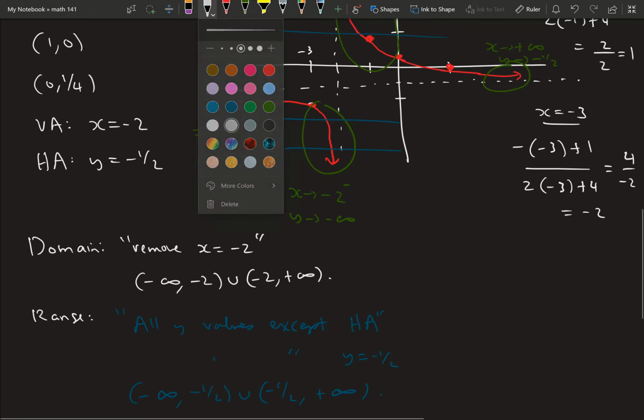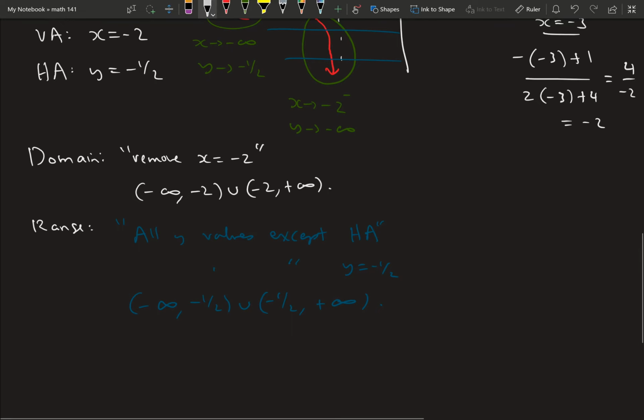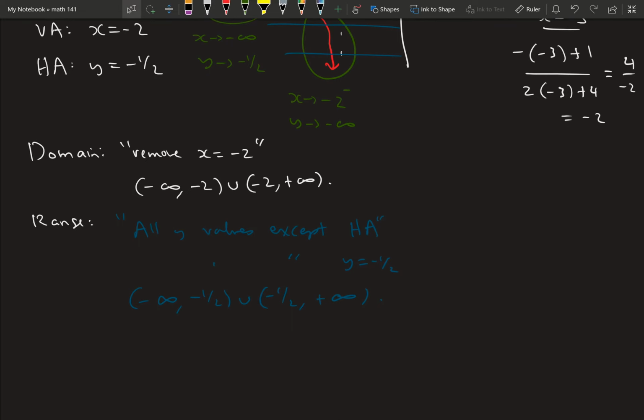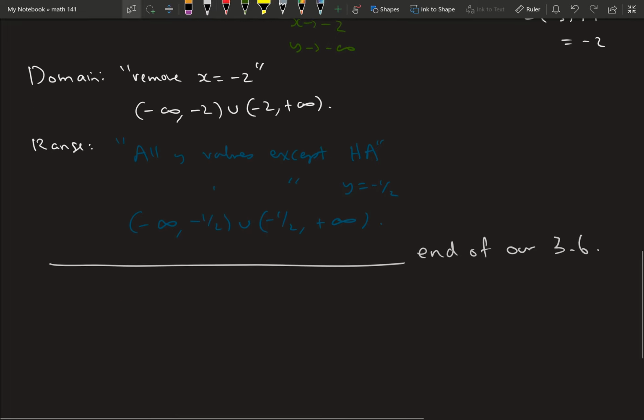So there are some parts of this section that I didn't cover. So let me just make a couple of mentions about it. This is pretty much the end of our part of 3.6 that we're going to cover. Let me make a couple of important points to mention.